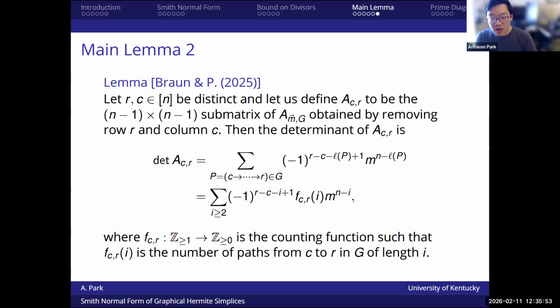And if you do this for all of them, you're going to get a polynomial in m. The smallest term you get in this polynomial is m to the L minus h, where h is the maximum path length. And that is how you're able to conclude what your largest elementary divisor is. You get an upper bound depending on what f sub c comma r is. But if you know it's co-prime, then you know it's actually going to be equality.